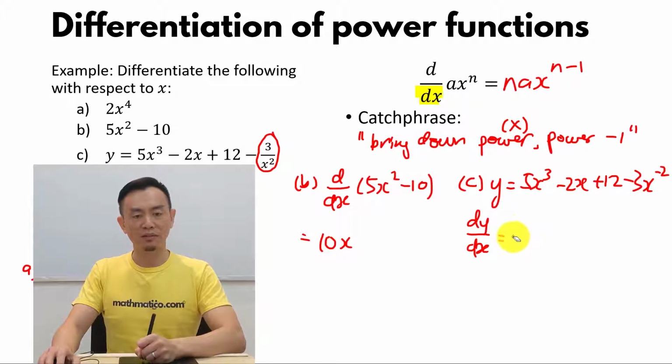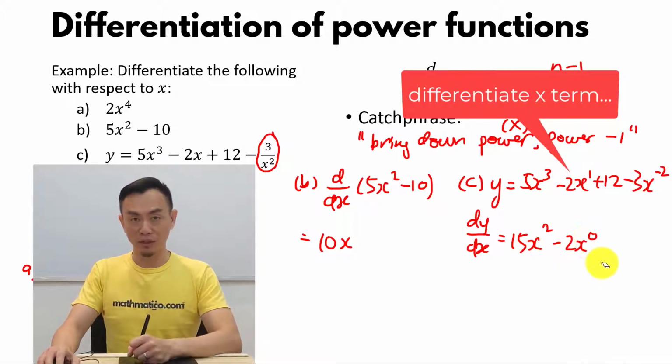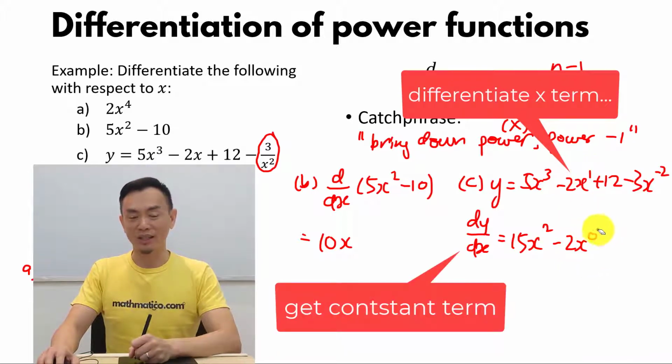So 3 times 5 is 15, x to the power of 3 minus 1 is 2. Minus 2x, now 2x is 2x to the power of 1, so 1 times 2 is 2, x to the power of 1 minus 1 is x to the power of 0. X to the power of 0 is 1, right? So 2 times 1 is 2, we just don't write this anymore.